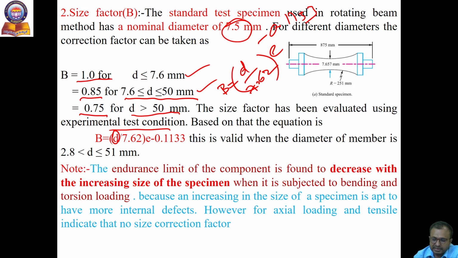Now, how to estimate the size factor? The endurance limit of the component is found to decrease with increasing size of the specimen. Because if the size of the specimen increases, automatically the component has more internal defects. Because of this, failure may happen.